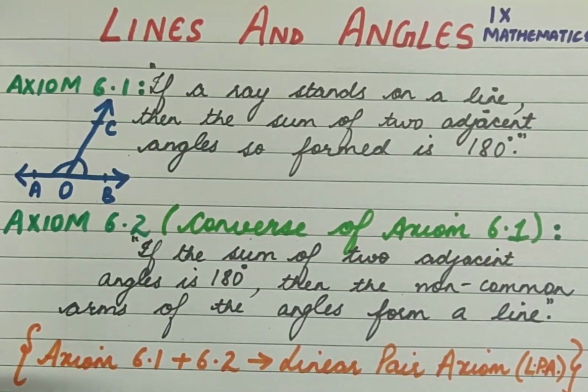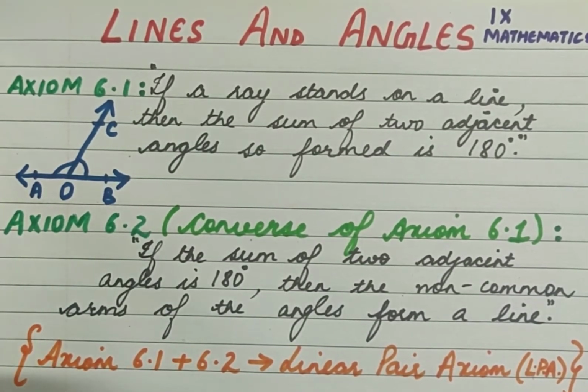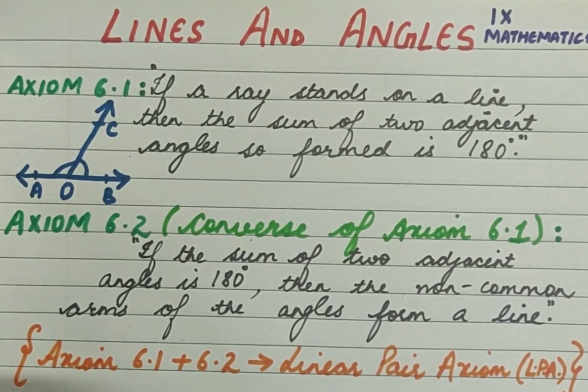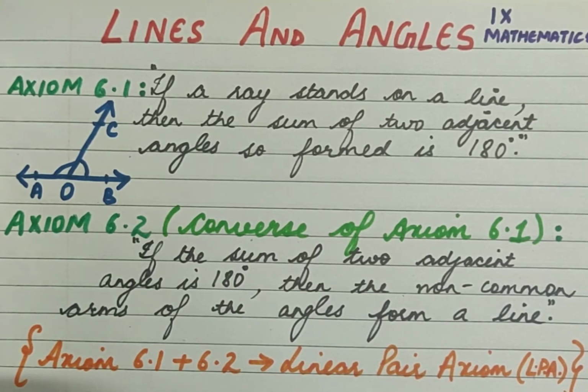Hello grade 9 students. Let's start with the next topic of chapter 6, lines and angles, that is axioms. In my previous video I have already explained what are axioms and postulates. Let's start with the axiom 6.1.